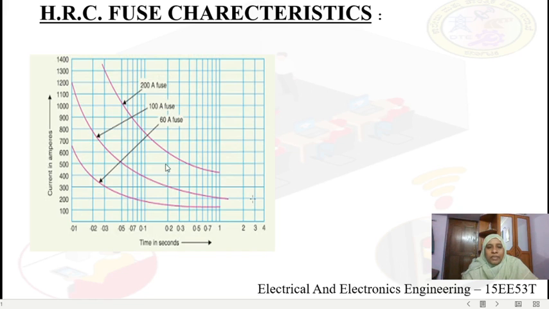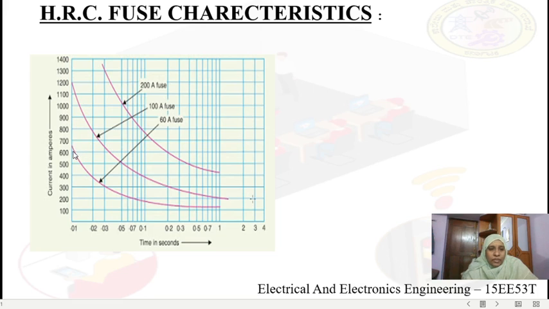You can see three different curves here. These three different curves are for three different rating fuses. The first one is for a 60 amp fuse, the second one is for a 100 amp fuse, and the third one is for a 200 amp fuse. Let us try to analyze the characteristics. We'll take one curve and try to understand. Let us take this curve which is for the 60 amp fuse.